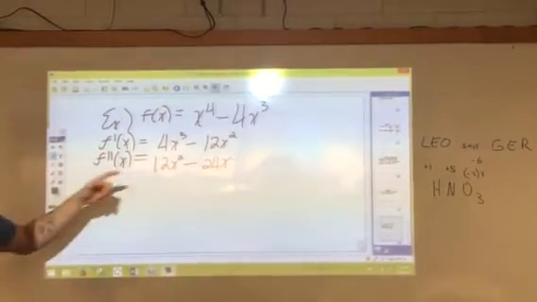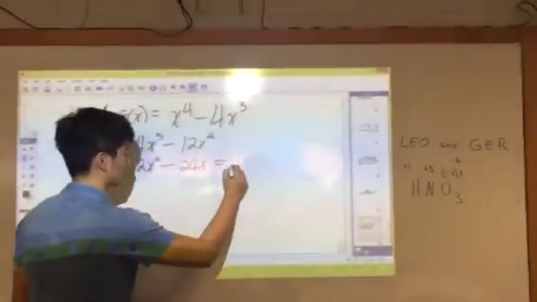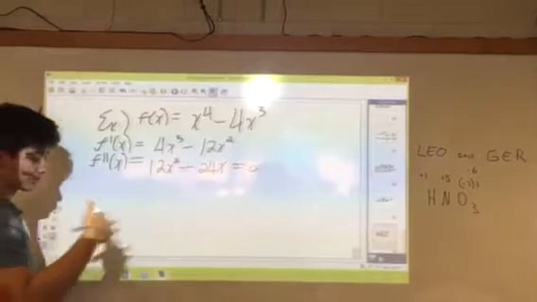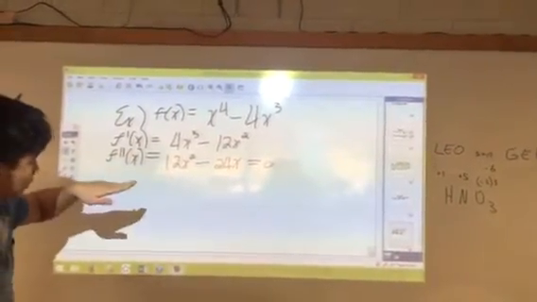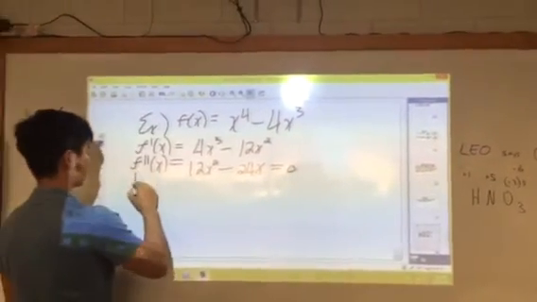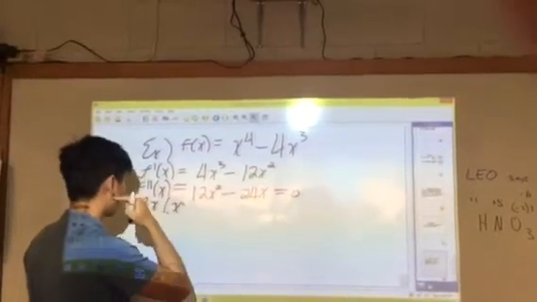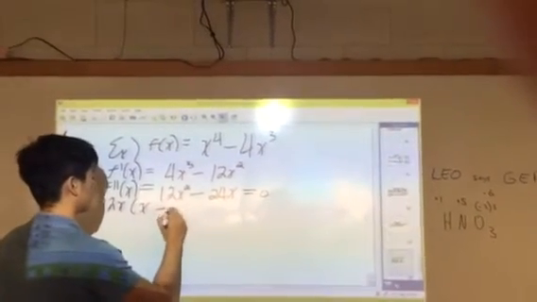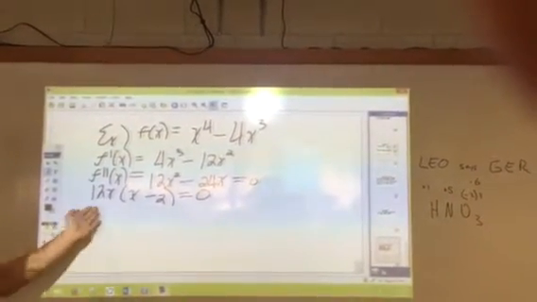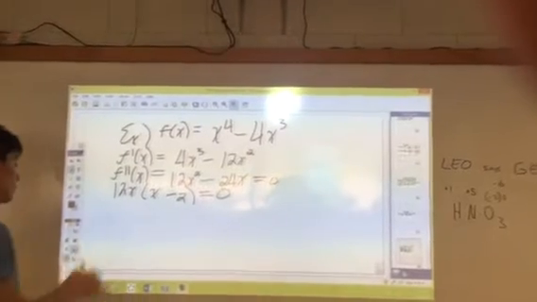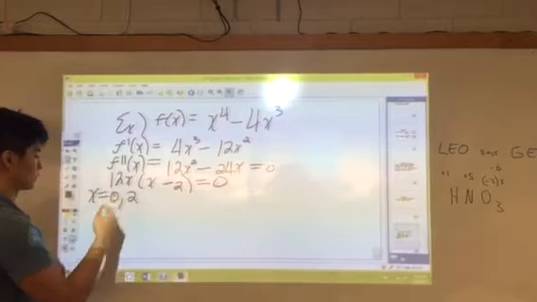Now we have to solve for the values of x that make this equal to 0. So I'm just going to make it 0 immediately. There are various ways to do this, but immediately I see a common factor, 12x. So I'm going to take the 12x out. That will leave me with the inner piece, x minus 2. And again, we have to set that equal to 0. So what values of x make this function equal to 0? It's very simple. x equals 0, and x equals 2.